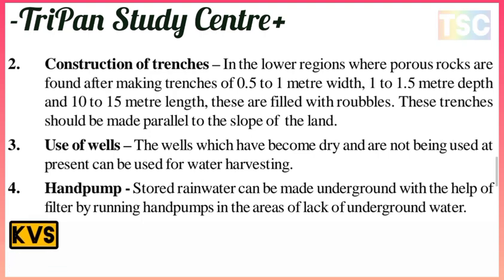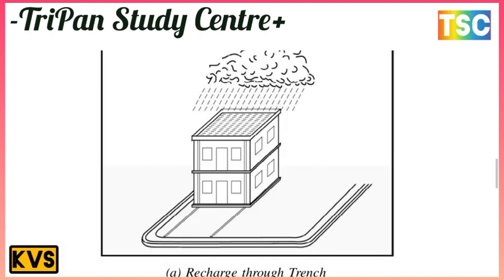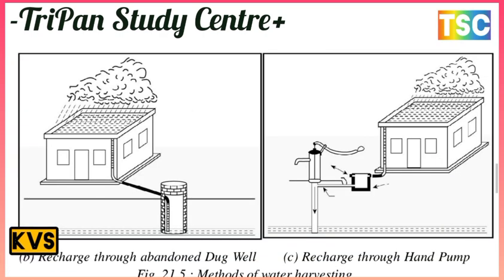The diagram shown here is the most important diagram. The first diagram shows recharge through the trenches, the rain falling on the roof, and storage of water. The next diagram shows recharge through an abandoned dug well, and on the other side, recharge through the hand pump. These are methods of water harvesting. This is a most important method of recharging underground water, and a most important technique used by all, by village people and also by urban people.